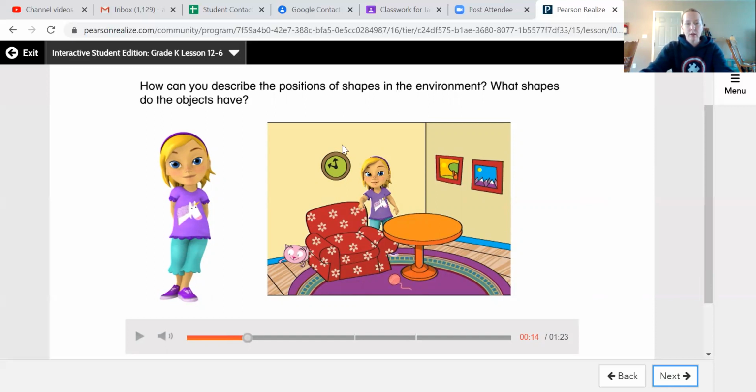All right, let's go back to this clock. I think the clock is shaped like a triangle, right? No, that's silly. A triangle has 3 straight sides. This is a circle.